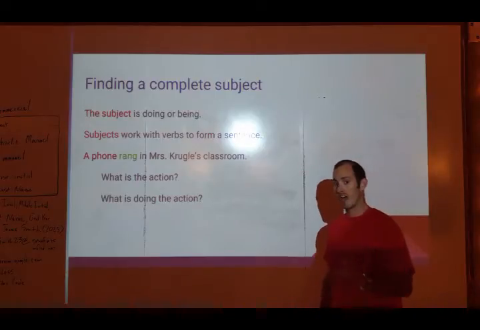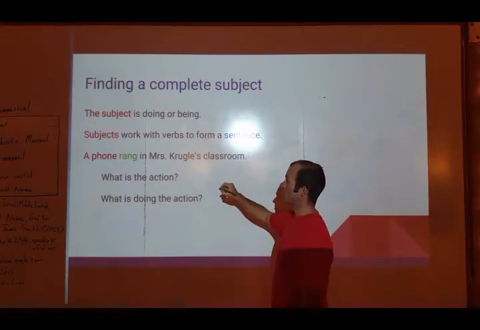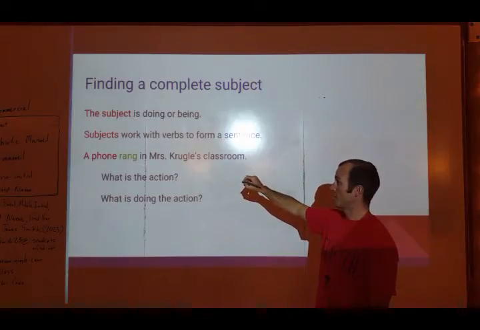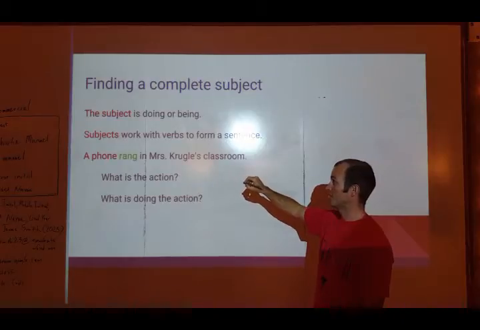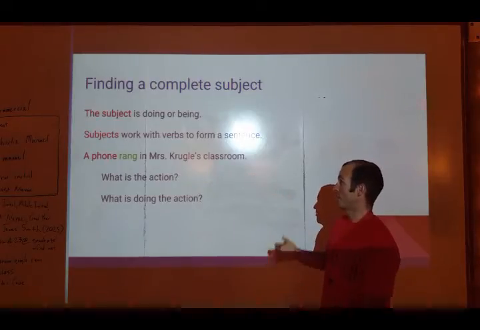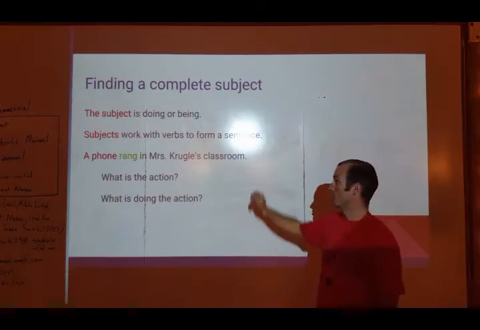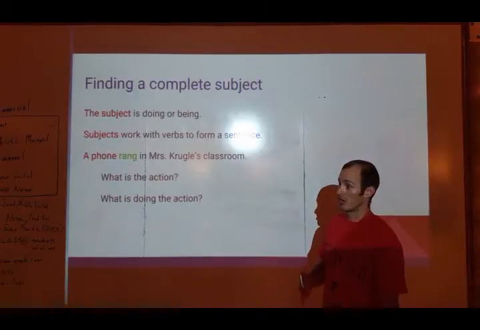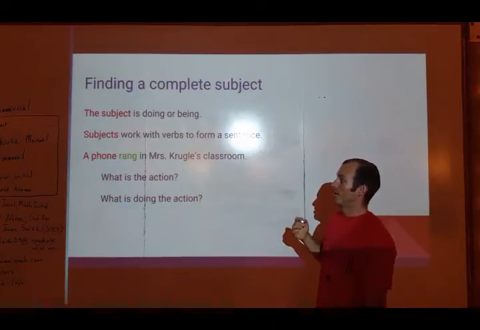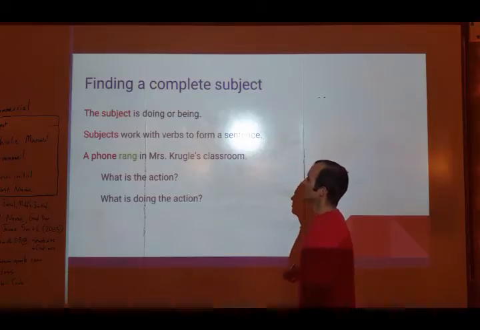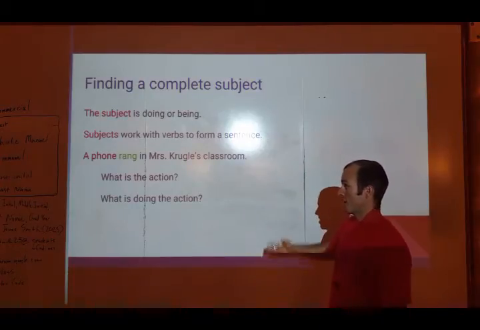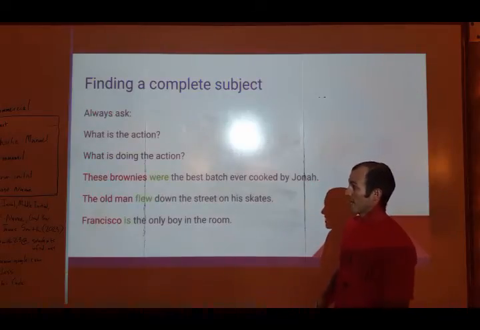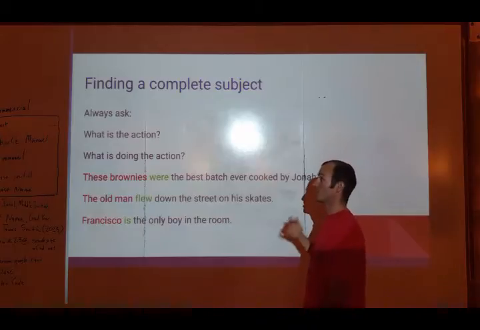The first thing that you're going to need to find is your verb. Your verb is your action word. So in this case, the verb in the sentence is rang. The whole sentence says, a phone rang in Miss Krugel's classroom. When you find the word rang, you'll be able to tell what is doing or being here. It is the phone. So your questions need to be, what is the action and what is doing the action? Always ask these two questions. What is the action? What is doing the action?